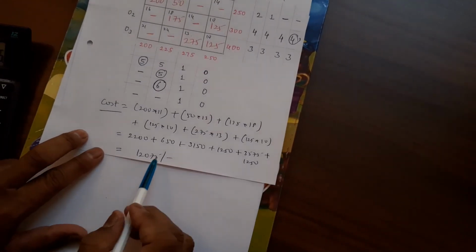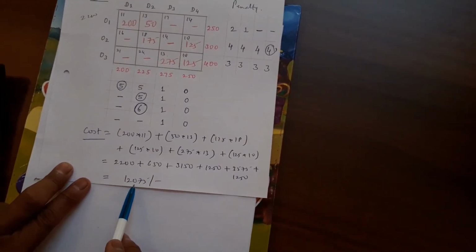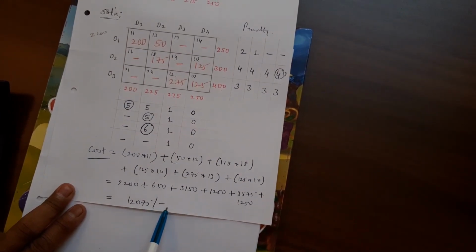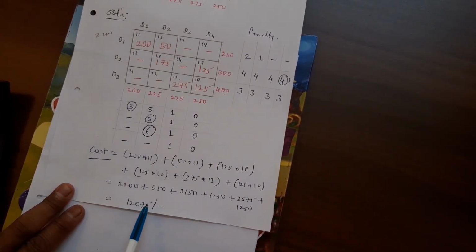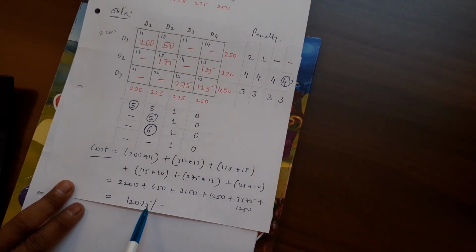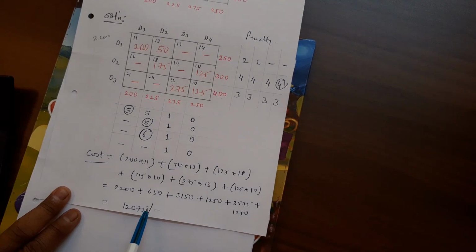So the IBFS for this particular transportation problem using Vogel's approximation method is 12075, right? So this is how you implement the Vogel's approximation method to find out the IBFS for any given transportation problem.